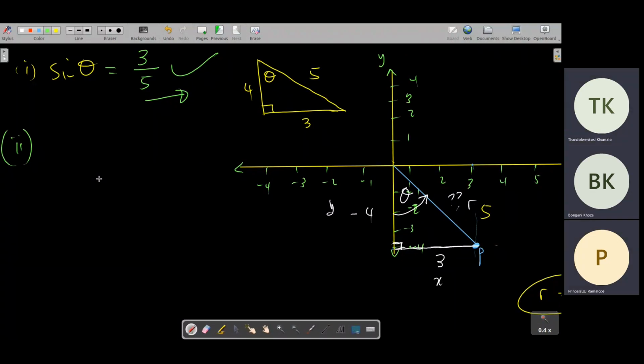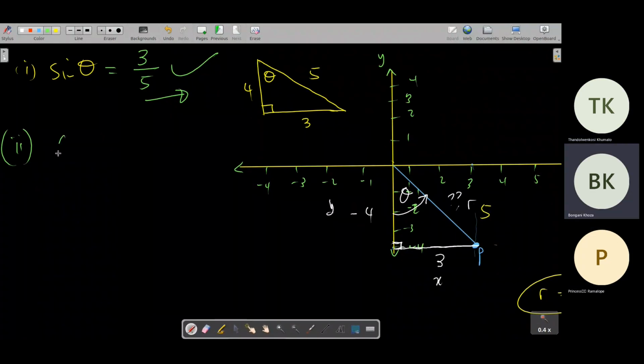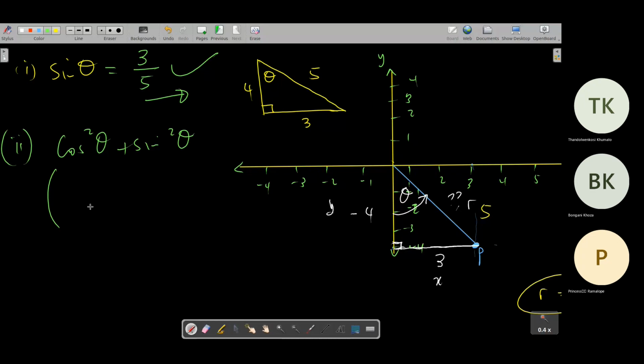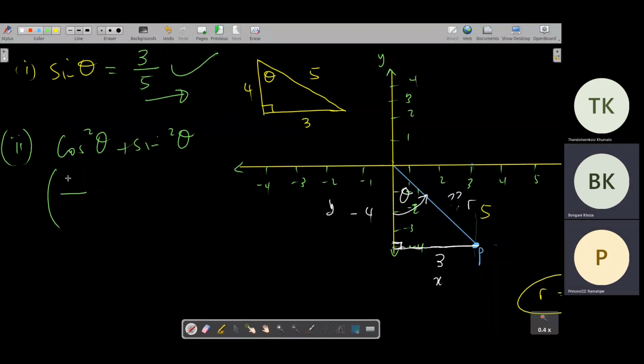And then the other one I gave you was cos squared theta plus sine squared theta. So for cos, which sides? How do we define cos? Adjacent over hypotenuse. What's the adjacent of theta? What's the value?